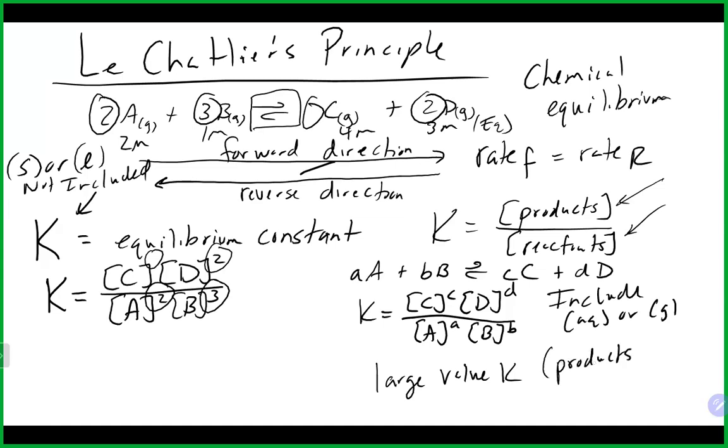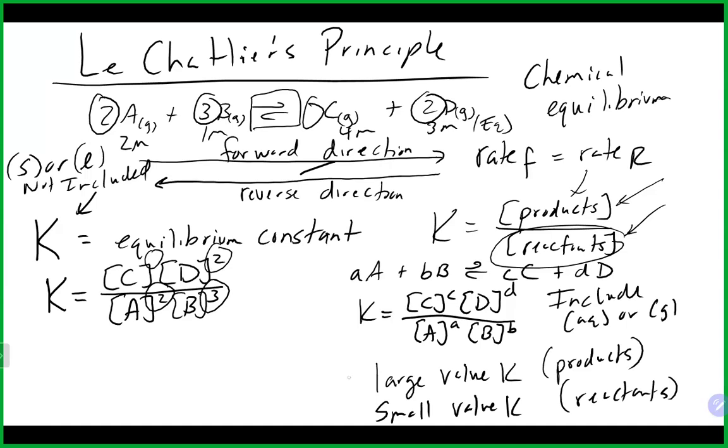And if I have a small value of K, I would mainly have reactants for the opposite reason. A bigger number on the bottom and a smaller number on top will give us a smaller number. So you could calculate the equilibrium constant, and if you have a large or a small value, it will tell you what you would mainly expect to have when this thing reaches equilibrium.